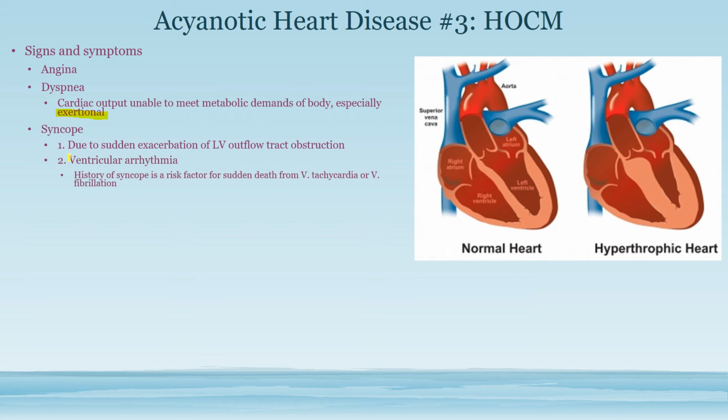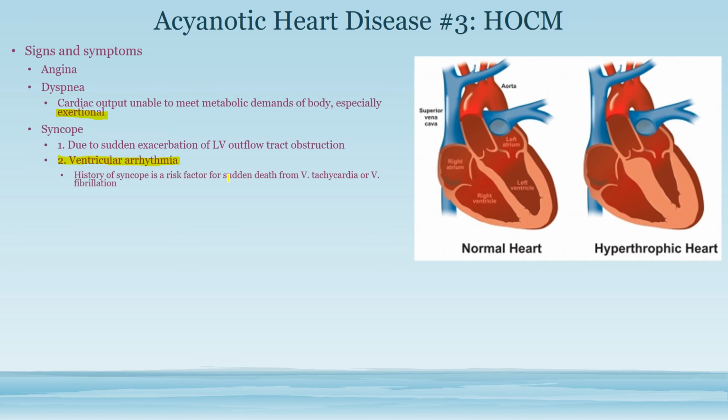So due to sudden exacerbation of left ventricular outflow tract obstruction, such as exercise or tachycardia, you can also get ventricular arrhythmias. So why does this happen? You can get a ventricular arrhythmia because you have decreased blood flow in the coronary arteries, causing ischemia of the electrical tissues, leading to ventricular arrhythmias, which can lead to syncope. So there are two different reasons to get syncope, the outflow tract obstruction or an arrhythmia.